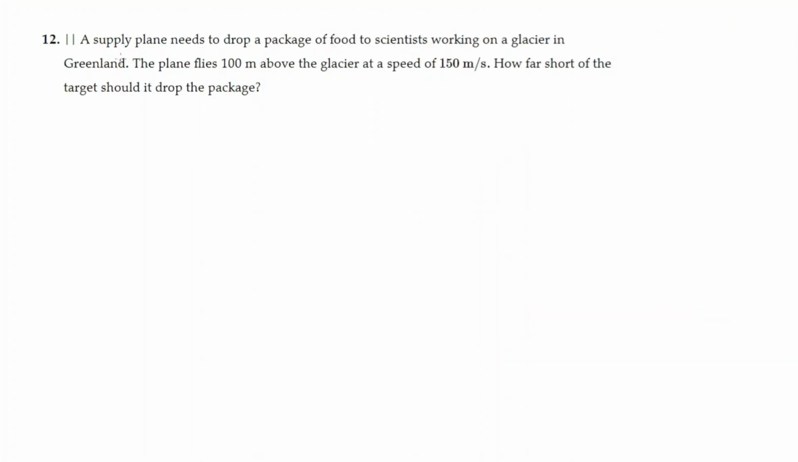So let's take a look at number 12. A supply plane needs to drop a package of food to scientists working on a glacier in Greenland. The plane flies 100 meters above the glacier at a speed of 100 meters per second. How far short of the target should it drop the package? So we could draw a little diagram here. That is the plane. This is going to be 100 meters, although this is not necessary. And the scientists are going to be right there, let's say.